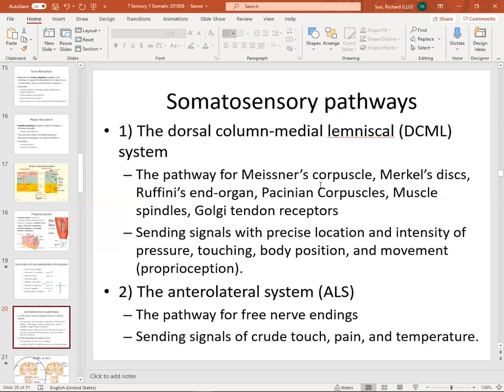The DCML pathway has one thing in common, which is that it is very good at spatial and intensity resolution. So it can tell the location and intensity very well. And that's why when you touch something, you can very much tell exactly where it is in the skin, okay?